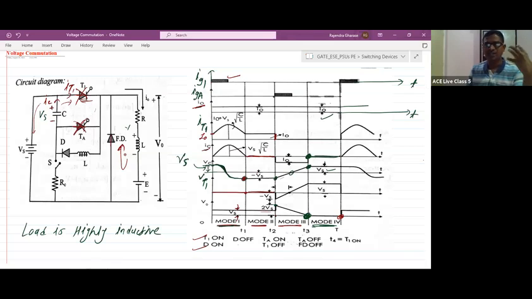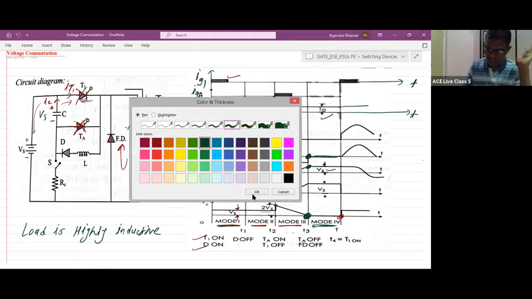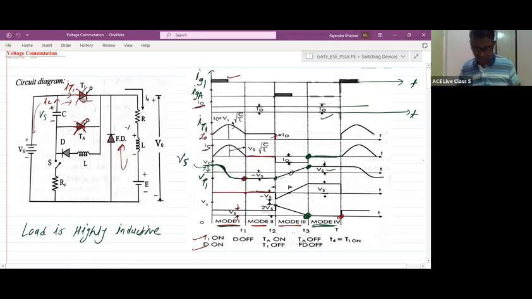Okay, so for thyristor T1, if we want to find the circuit turn off time, first of all, we need to check the instant at which the current flowing through thyristor T1 becomes 0. This is IT1 we have. The current flowing through thyristor T1 becomes 0 at this instant. At the start of mode 3, the current flowing through thyristor T1 becomes 0. After that, check the VC waveform. This is the VC waveform.